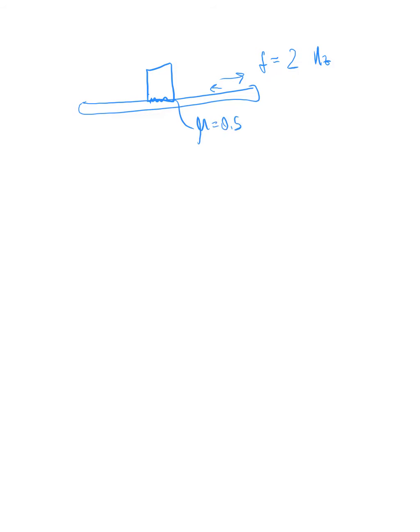Now it's clear that if you shake this table with a really large amplitude, at some point this block will not be able to catch up and it will slide. The question is, what's the maximum amplitude where the sliding is just about to begin? This is in some ways similar to the previous problem, so why don't you pause for a few seconds and think about how you would solve it and then come back.